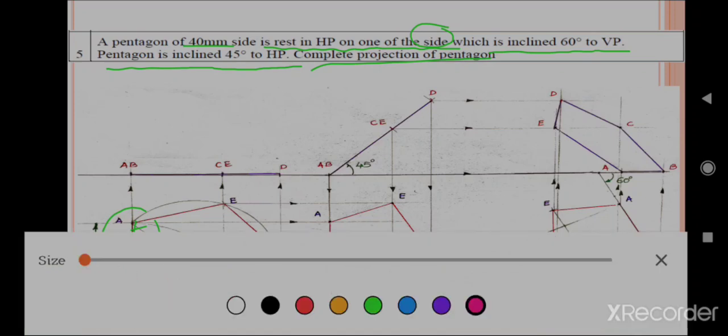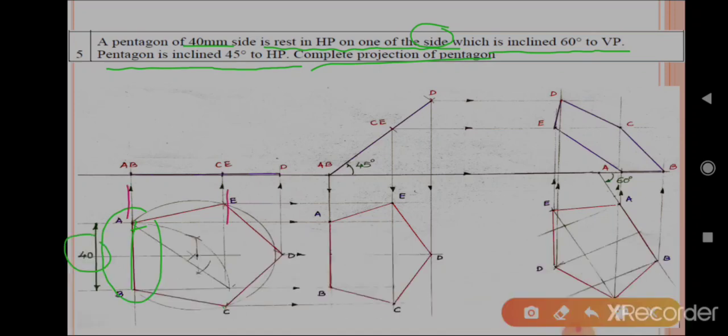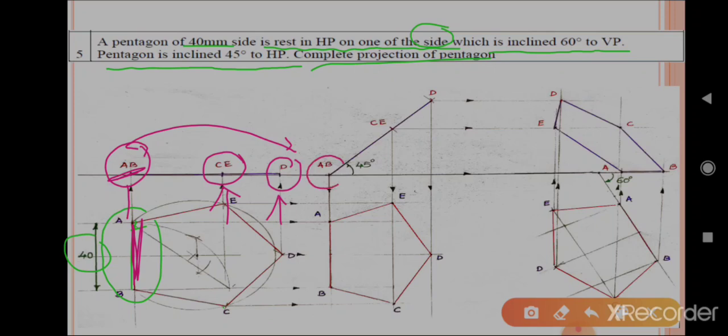After completion of the pentagon, take the vertical projection lines from each point. Points A and B lie on the same projection line. C, E and D we get. AB contains the base side of the plane. So, resting on a side, we can take AB on HP. Then draw the 45 degree inclination. That is the first position.